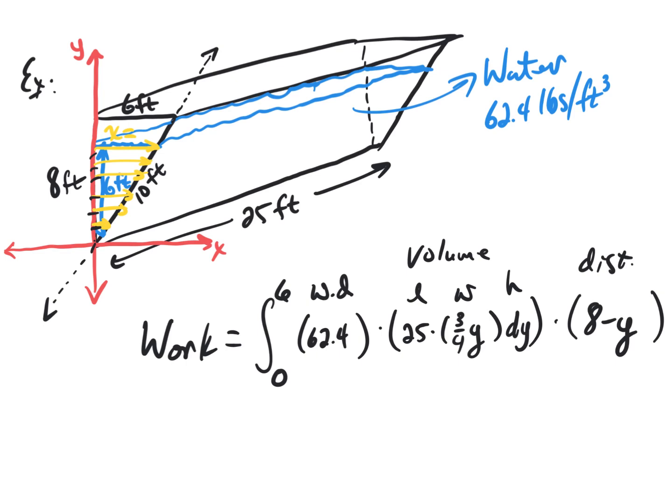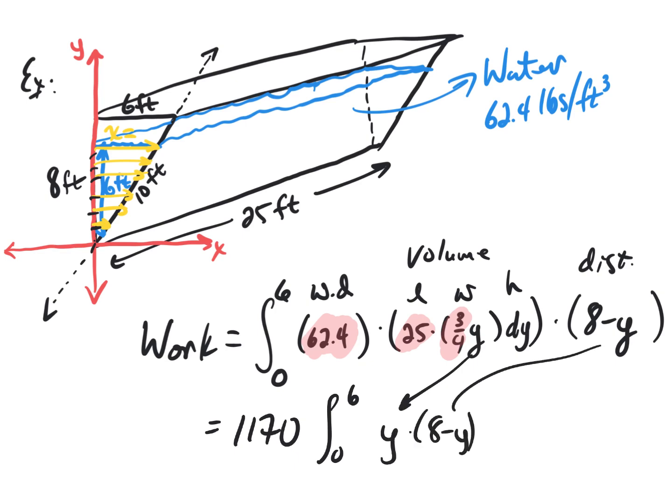All right, and now I'm going to go through the rest of the problem. I'm going to start by showing you the factors that we can take out front. Anywhere we have multiplication, we can factor those numbers out. So the 62.4, the 25, and the 3/4, since we have multiplication everywhere, can be multiplied together and factored out front. And let me double check. Yep, 1,170 when I multiply those together. And what I'd be left with inside is a single y, an 8 minus y, and a dy.